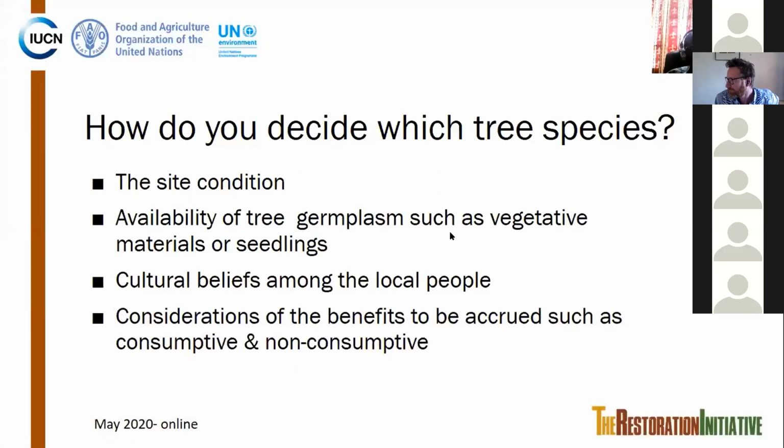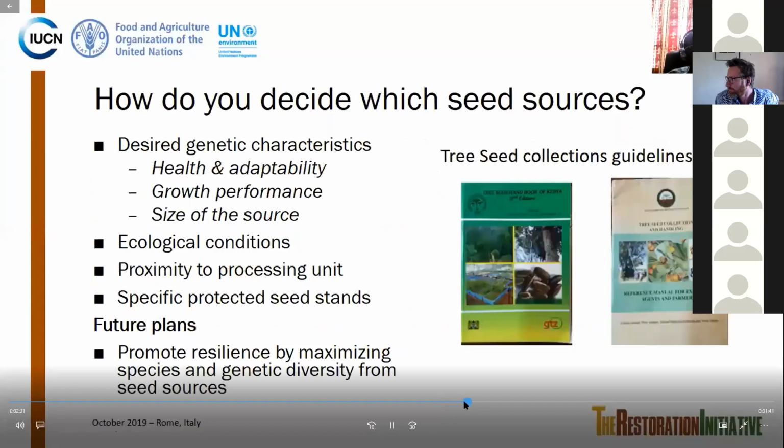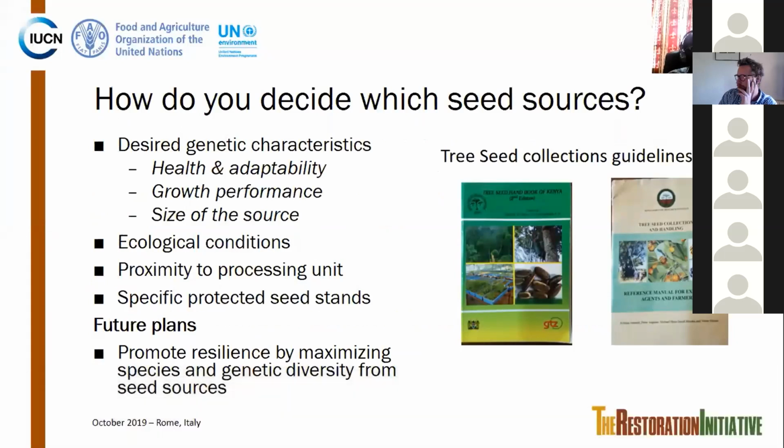This is basically based on a number of factors, and the most important is that the seed source will have desired genetic characteristics, the issues of health and adaptability, the issues of good growth performance, and the size of the source for getting the seeds will be big enough. We also look at issues of ecological conditions, proximity to the processing unit, and also the seed stands, since we have seed stands, but they are only for major species in Kenya. In our future plans, we would like to promote resilience by maximizing species and genetic diversity from seed sources.